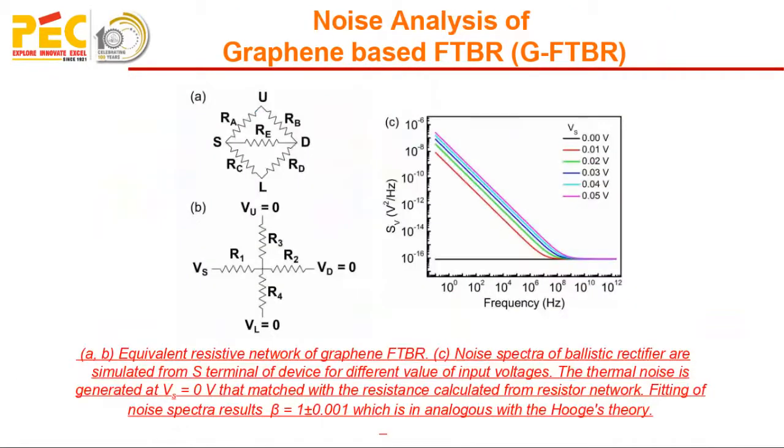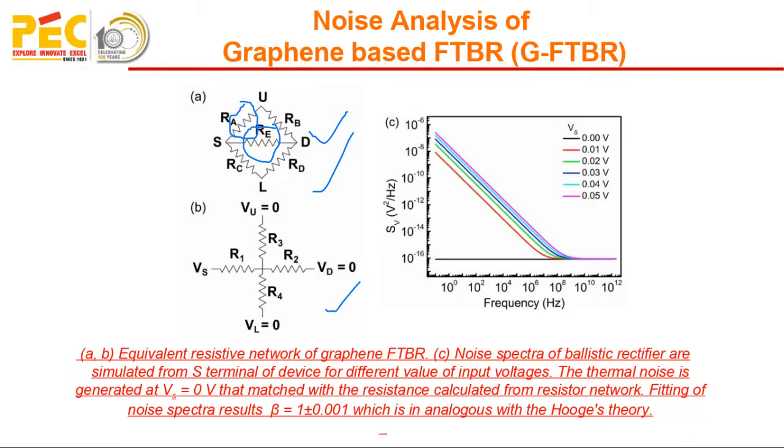So next, the 2D device structure of the given FTBR has been used for the noise simulation of the device. So this is the equivalent structure of the device. All the terminals have been converted into the equivalent resistor response as shown in figure A as well as in B. So in the case of nano devices, the noise simulation plays a very important role, because at lower frequency the flicker noise dominates, which will meet the thermal noise at the higher frequency.